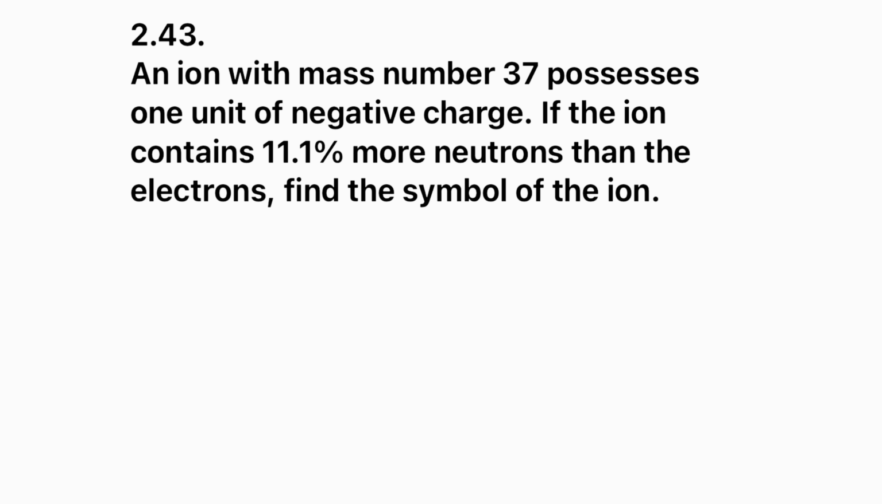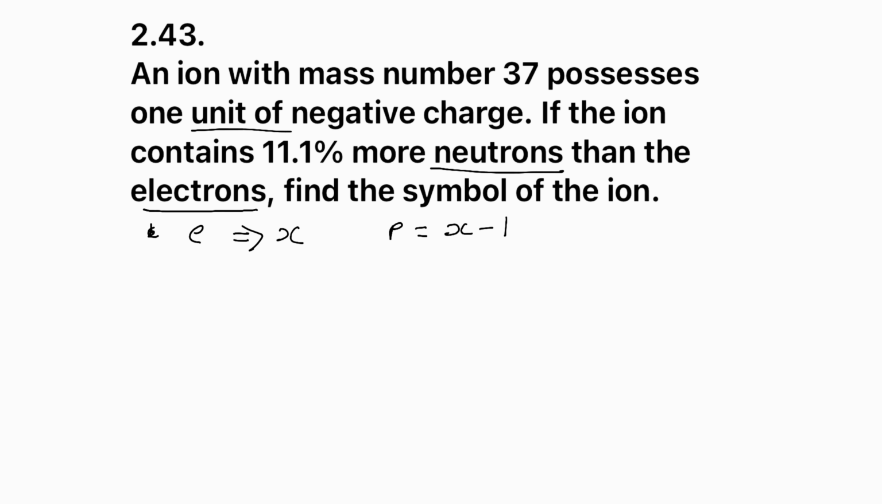An ion with mass number 37 possesses 1 unit of negative charge. If the ion contains 11.1% more neutrons than the electrons, find the symbol of the ion. Okay, here in this question they compare neutrons and electrons, right? So let us take the number of electrons as x. Then can you say what should be the number of protons? Of course it is x minus 1.